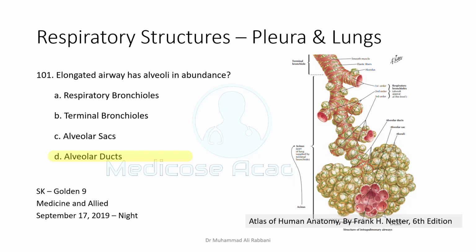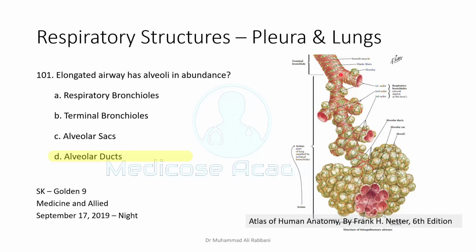Here the alveolar sac is just like a balloon, and on the surface of this there are hundreds of micro balloons. So it is the alveolar sac. It is not an elongated space. This one is an elongated space. So the elongated airway with alveoli in abundance is the alveolar duct.